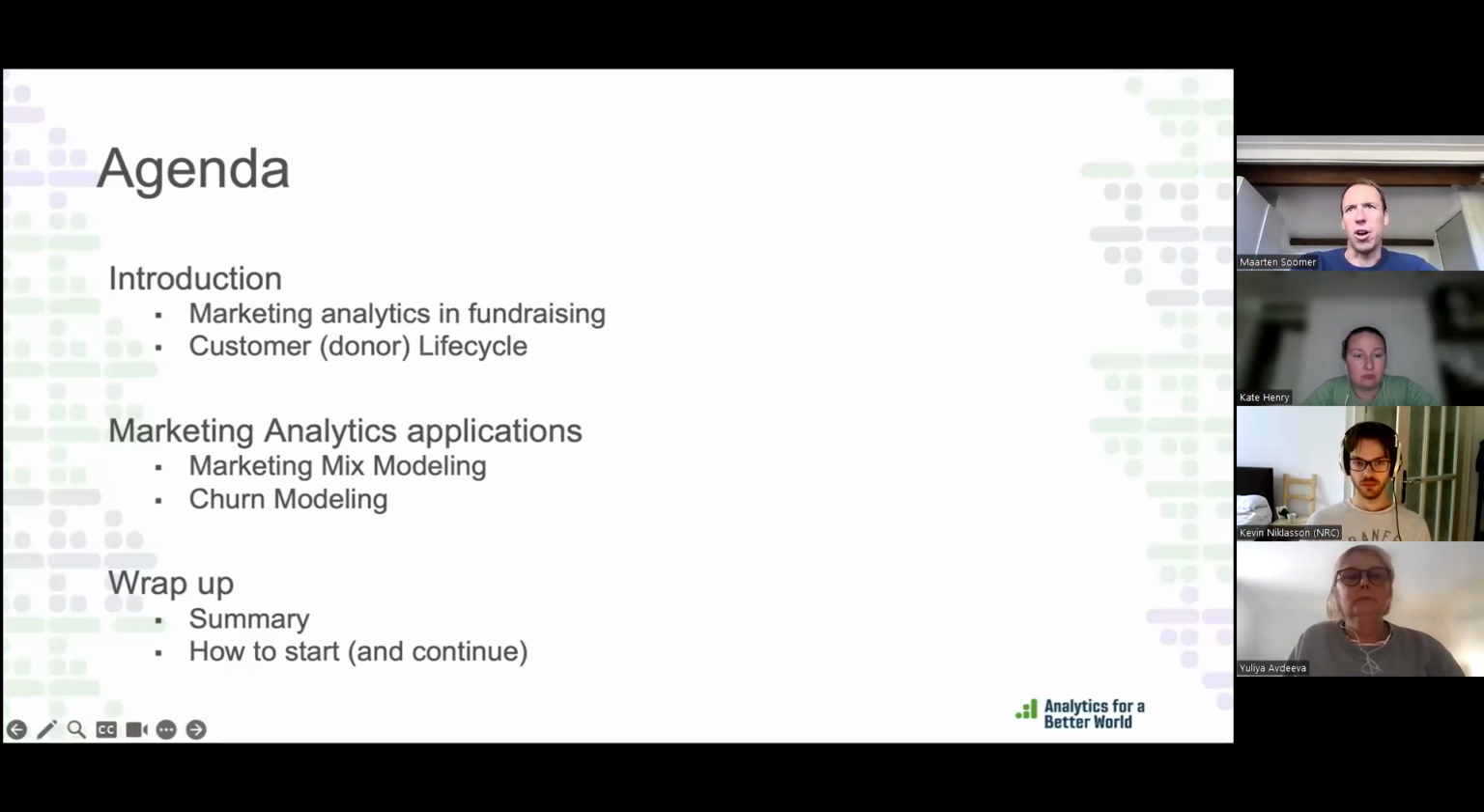And we will use that donor lifecycle to go over several marketing analytics applications. We will deep dive on two of them specifically, which will be marketing mix modeling and churn modeling. And in the end, we will wrap up with a summary and some tips on where to start, how to start on these topics.